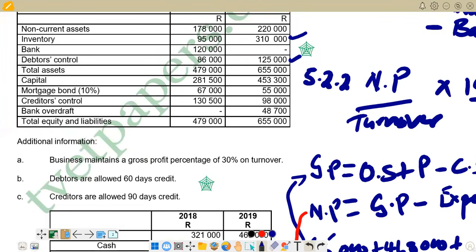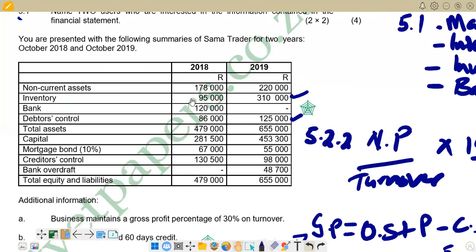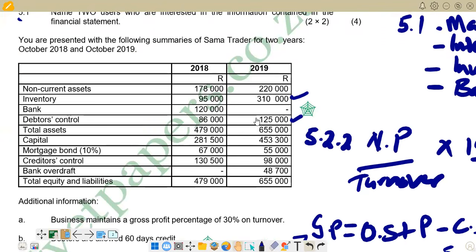If you come here, remember, we are using the figures for the current year, which is our 2019. So for assets, we are going to say that current assets have got a figure for 220,000. We add inventory 310,000. We add the debtors control 125,000. Then we get the total for assets. We are having the figure there calculated. Total assets figure we have got 655,000. So no problem for that one.